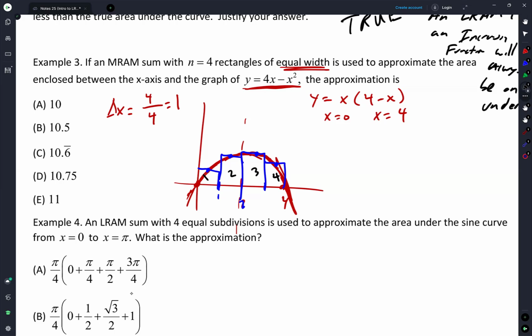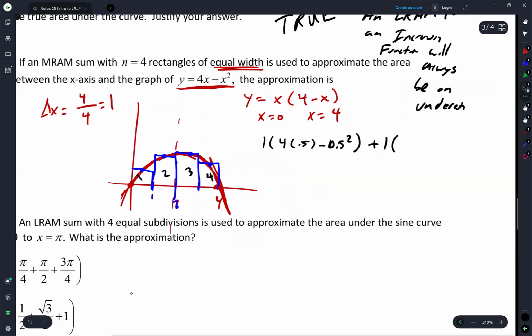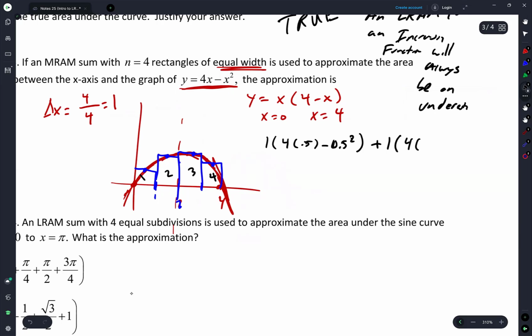So let's see, I'm doing width times height. 1 times, how do I get the height? 4 times 0.5 minus 0.5 squared. That's my first rectangle. Plus 1, I guess you don't need the 1 there. And then I'm going to go 4 times 1.5 minus 1.5 squared. So someone take those two, add them, multiply it by 2.